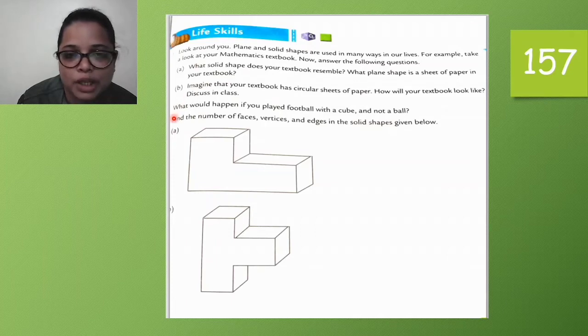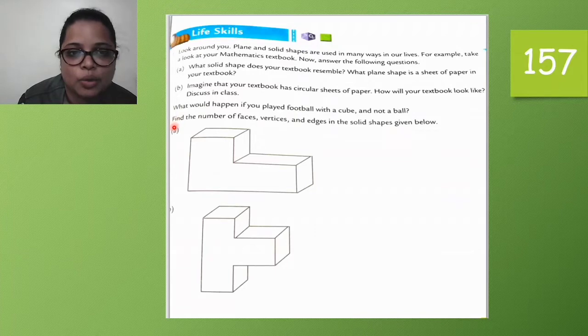Question number 2. What would happen if you played football with a cube and not a ball? A ball is the shape of a sphere and a sphere has a curved surface, that is why it can roll. When you kick the ball high, it can go high and it rolls also. But a cube cannot, because it doesn't have a curved surface. It has a plain surface of square shape. It can't move that high and it cannot roll.